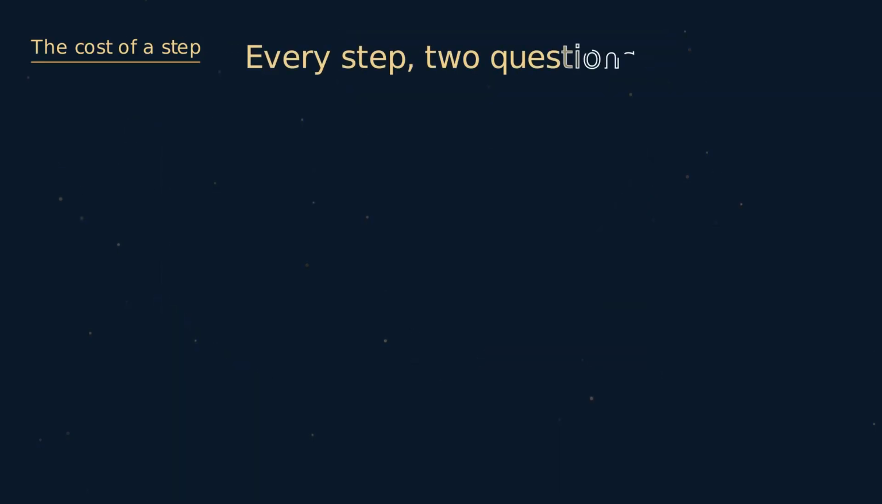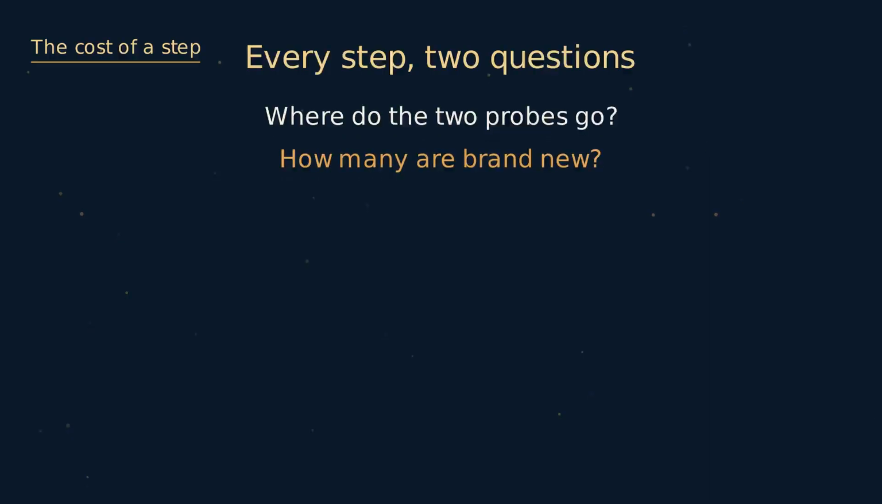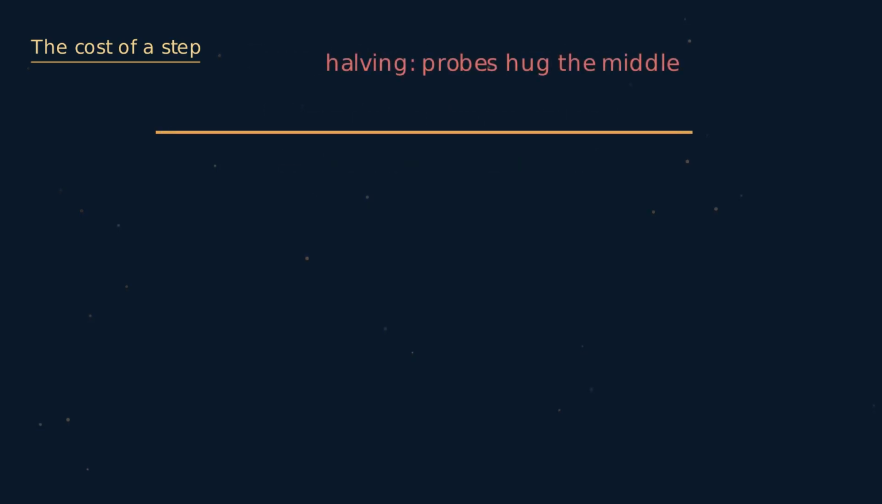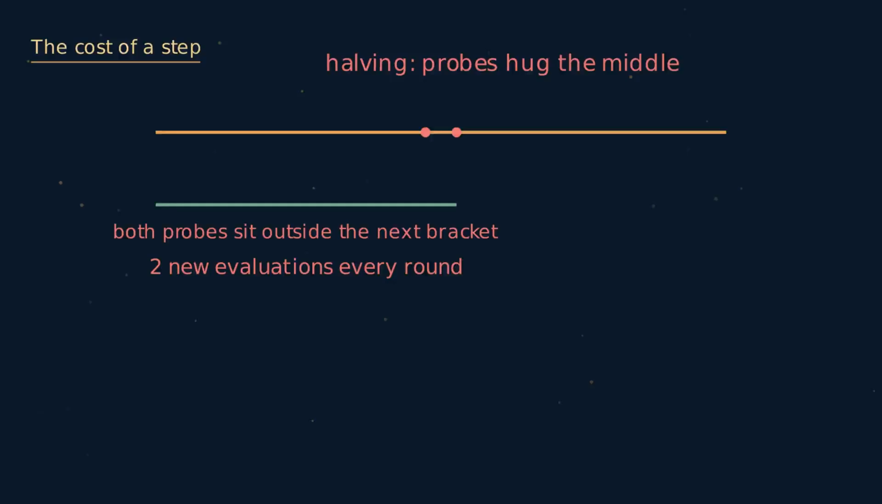Every elimination method runs the same loop: place two probes, compare, keep the promising side. What separates a clumsy method from a clever one is where the probes go, and how many of them you have to pay for each round. Put both probes right next to the midpoint, and you do cut the interval roughly in half. But look what you kept. Neither probe sits in a useful place next time, so you pay for two fresh evaluations every single round.